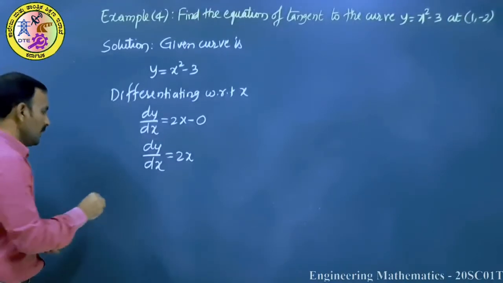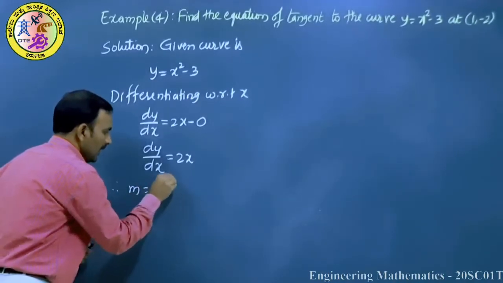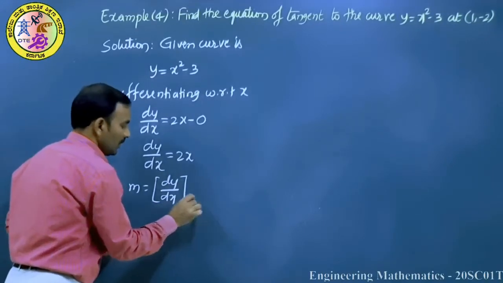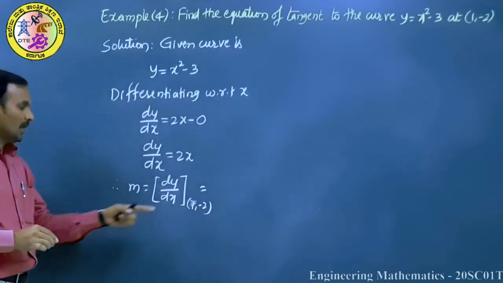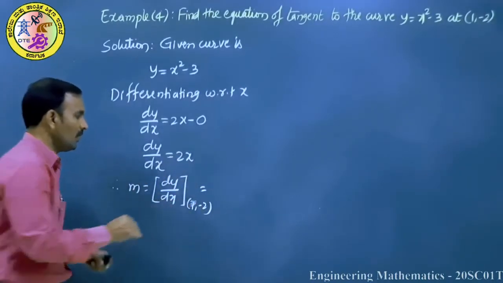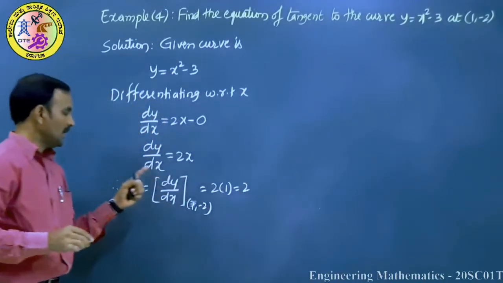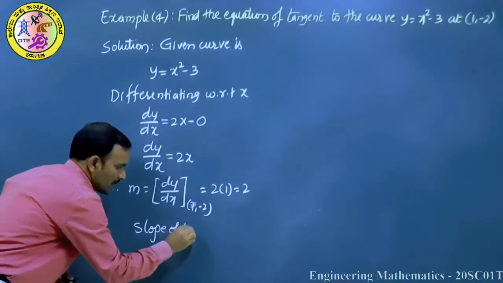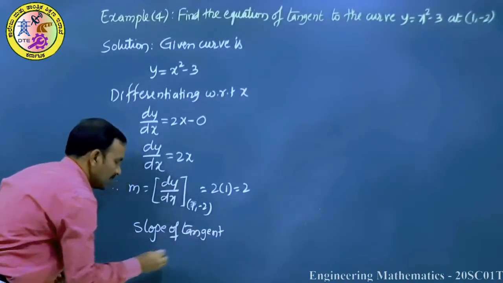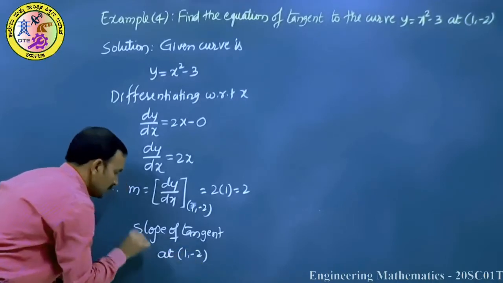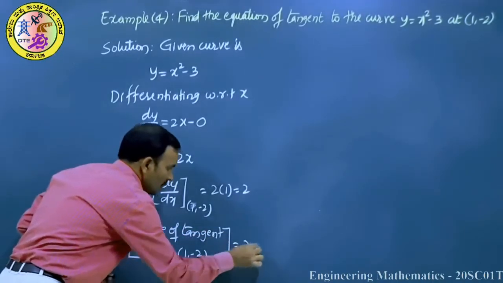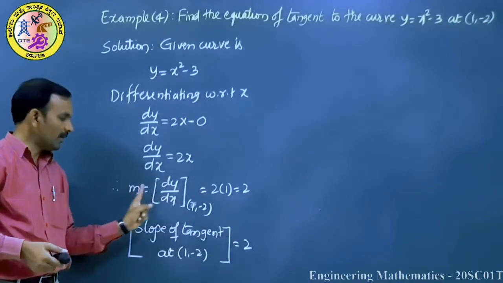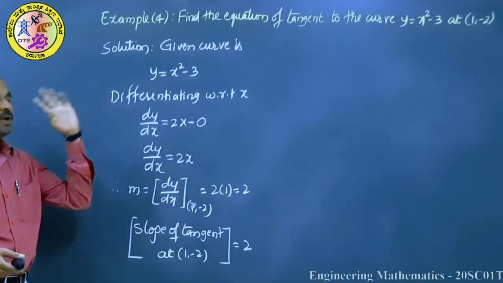Find out the value of m. Therefore, dy by dx at the point (1, -2), that is (x1, y1), is 2x, that is 2 into 1, which is equal to 2. So the slope of tangent m is equal to 2. The slope of tangent at (1, -2) is 2, that is m. Slope of tangent is m, slope of normal is minus 1 by m. The m value is 2.